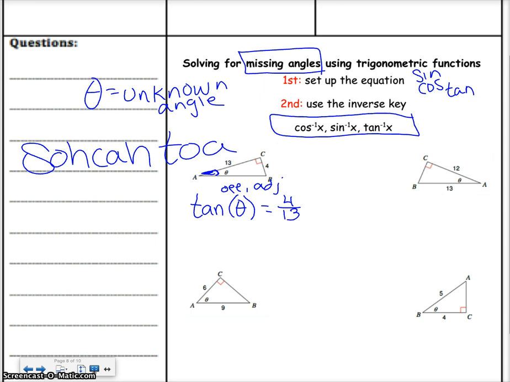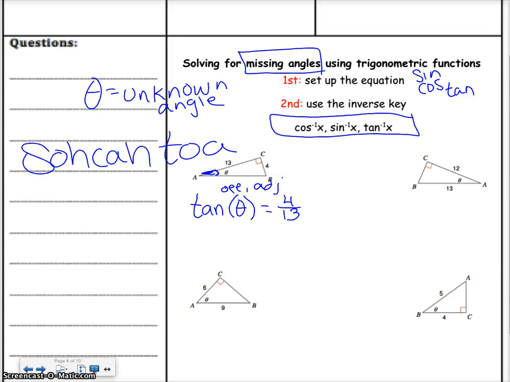Now, some of you might think you need to divide by tangent. You do not do that. You can go ahead and try it in your calculator. You could go 4 divided by 13 divided by tangent. It's going to tell you that you're crazy. It's going to be like, what? I don't even get what you're trying to do. Because a trig ratio is a ratio. So you have to say, hey, I know that the tangent of theta is this.